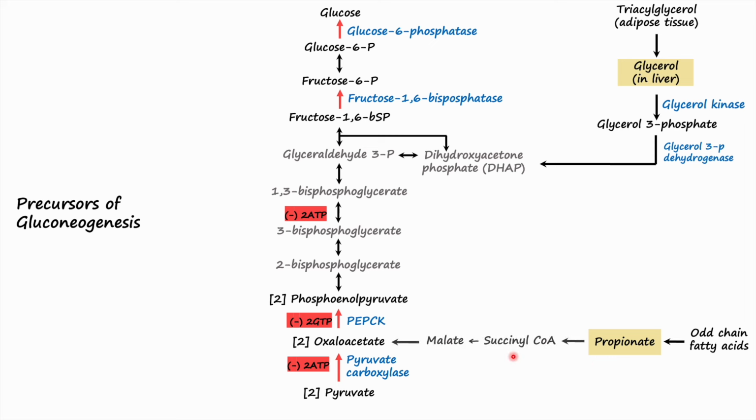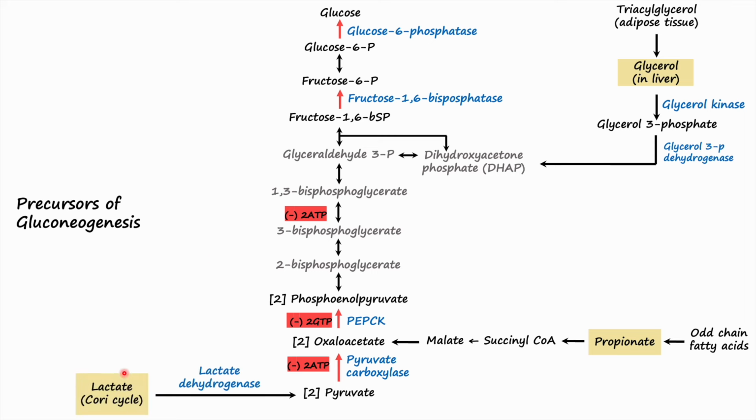Now second is propionate, which is synthesized from the breakdown of odd chain fatty acids, and propionate is then converted into succinyl-CoA, and succinyl-CoA is an intermediate of TCA cycle, and succinyl-CoA is then converted into malate, and malate to oxaloacetate and to glucose. So propionate is another precursor for gluconeogenesis.